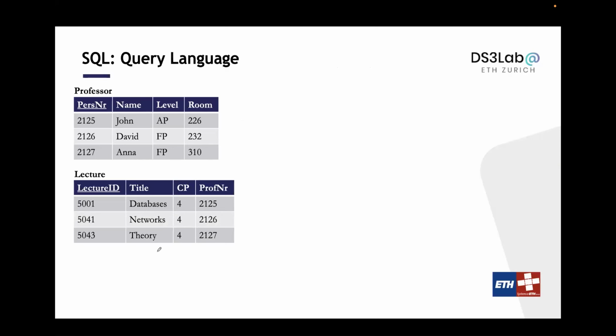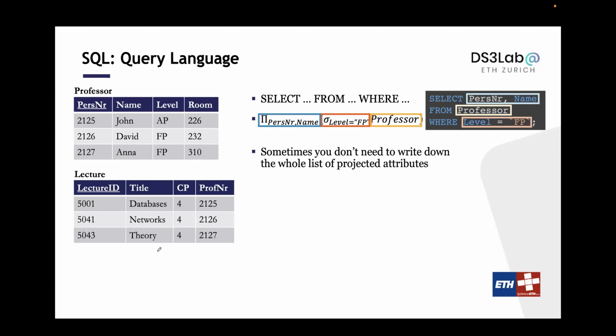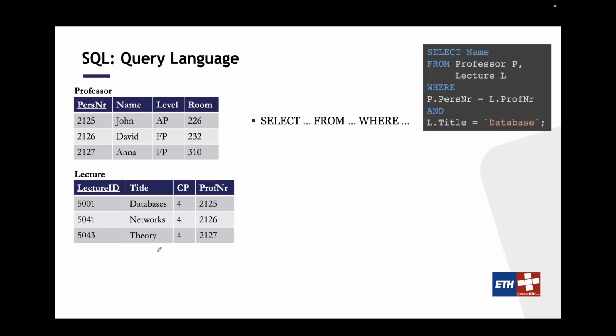Given this kind of information organized in different relations, we talk about the select from where construction, essentially corresponding to the projection and selection of a relation. Whatever is after the from is the relation, whatever is after where is the selection, and whatever is after select is the projection. Sometimes you have syntax shortcuts, like select star. And then you can actually put multiple relations after from.